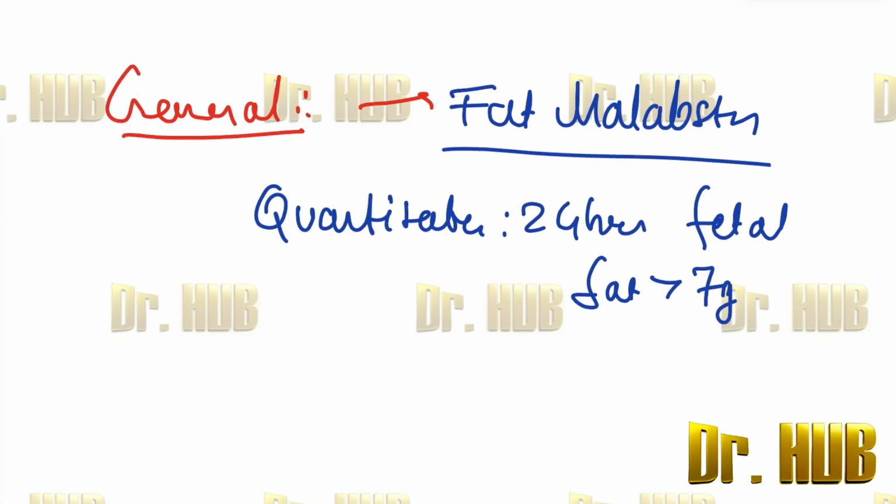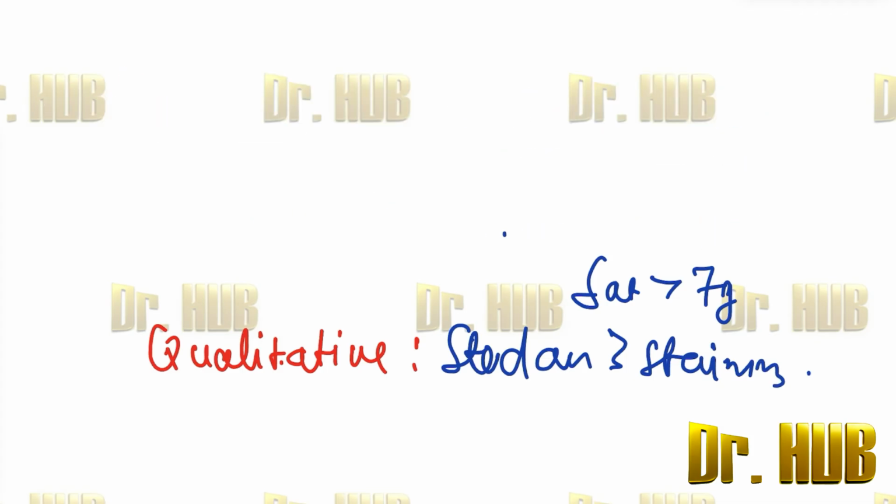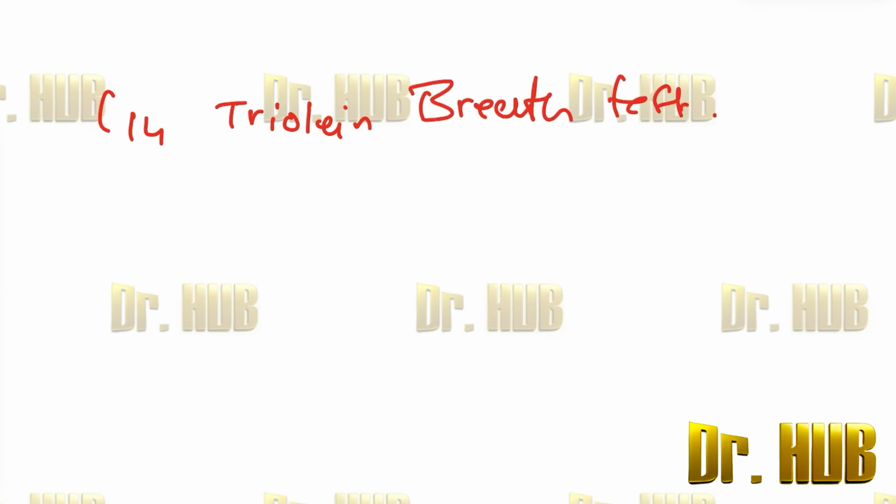Next will be the qualitative, which is nothing but the Sudan 3 staining. Next will be the C14 triolein breath test, which is less used, as well as the fecal steatocrit. There is something known as a fecal steatocrit.